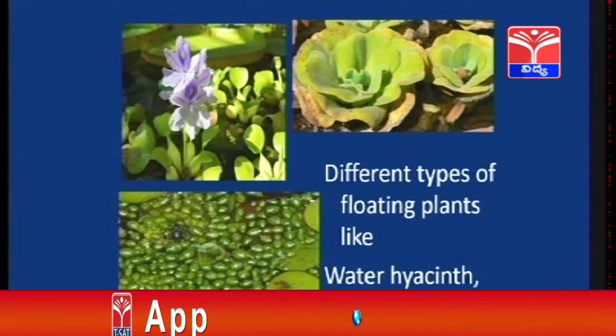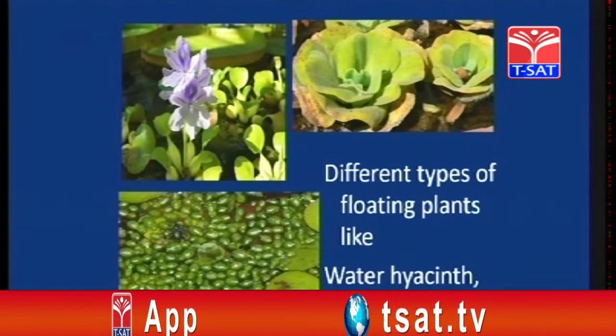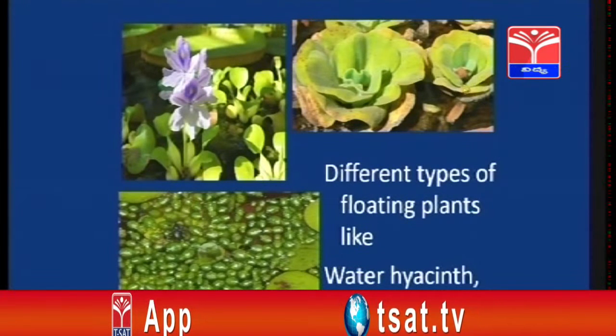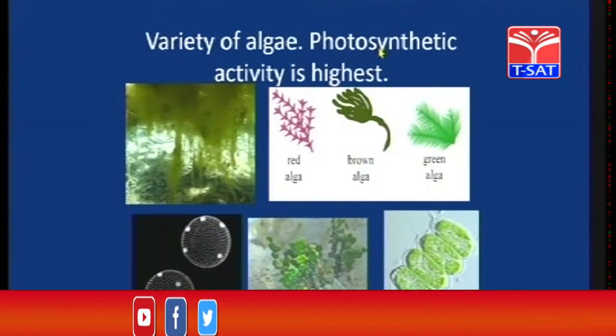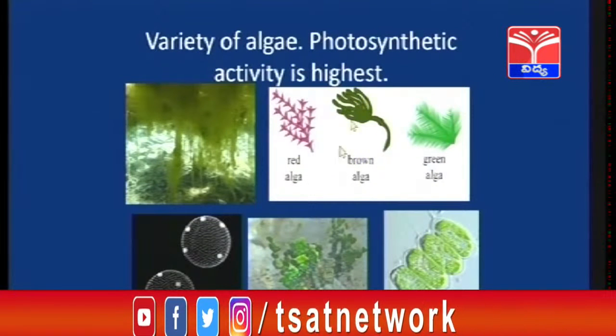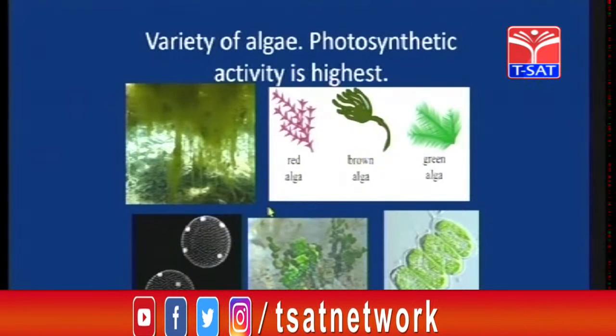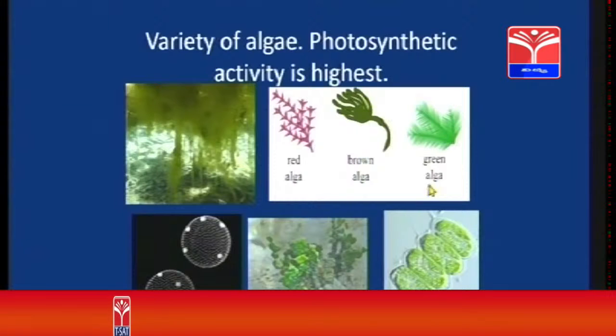So these are the types of plants present in this zone, children. The water hyacinth, wolffia and the pistia. These are the floating plants. Variety of algae. Photosynthetic activity is the highest. We can see the volvox, the diatoms, red algae, brown algae and the green algae.